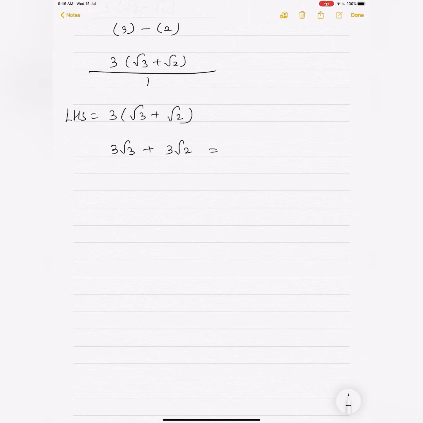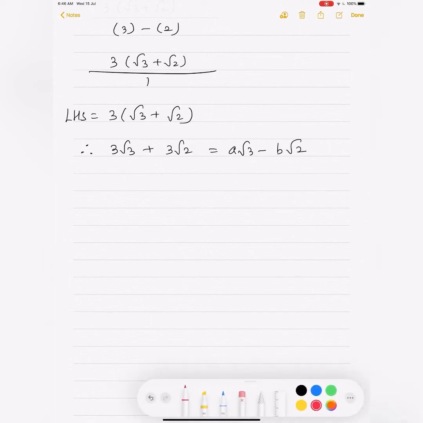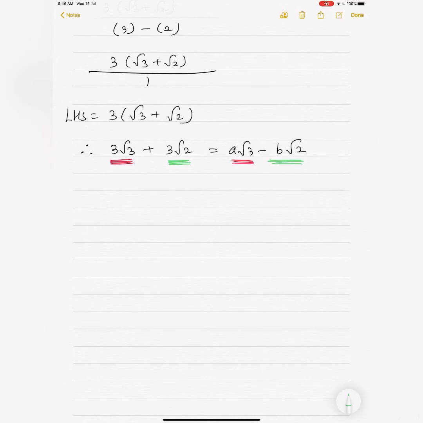Now this is equal to what? LHS equal to RHS. What is RHS? A root 3 minus B root 2. Now how to compare here? We will compare 3 root 3 with A root 3. And how will you compare this one? We'll compare 3 root 2 with minus B root 2. So see what will you get here? 3 root 2 is equal to minus B root 2.